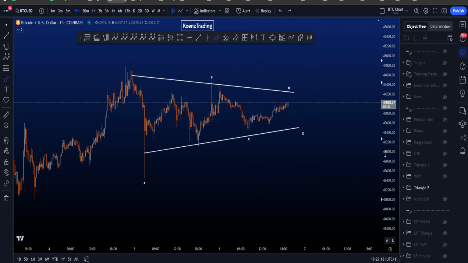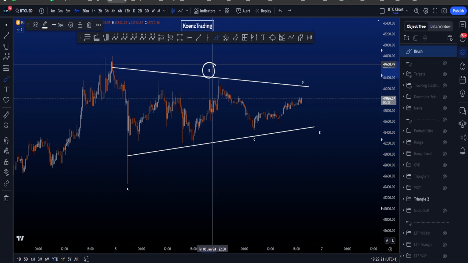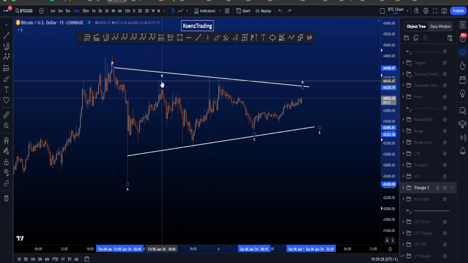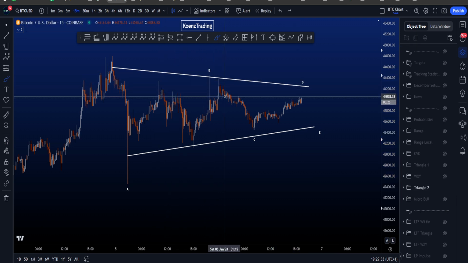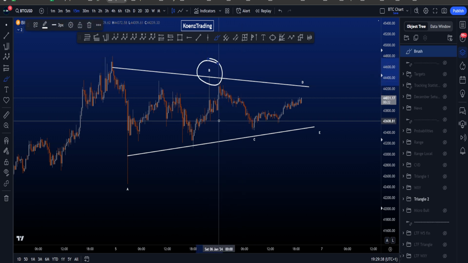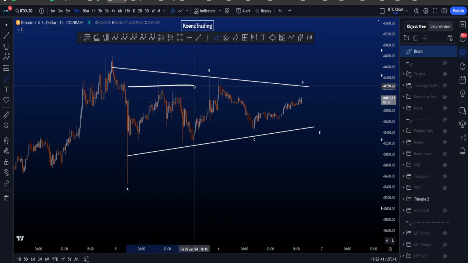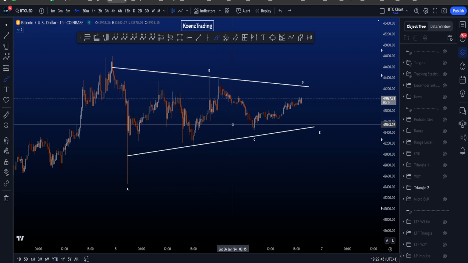Possibly it's already in, but if we look at the sub-degree count here for a triangle, you can't put wave B over here, because your wave D is not allowed to take the high of B. And as you can see, this high is higher than this one over here. Now, what lowers the probabilities for this scenario, however, is that this wave B then has to be a bit of an awkward ABC structure here, especially the wave B in this ABC. So that is not ideal.